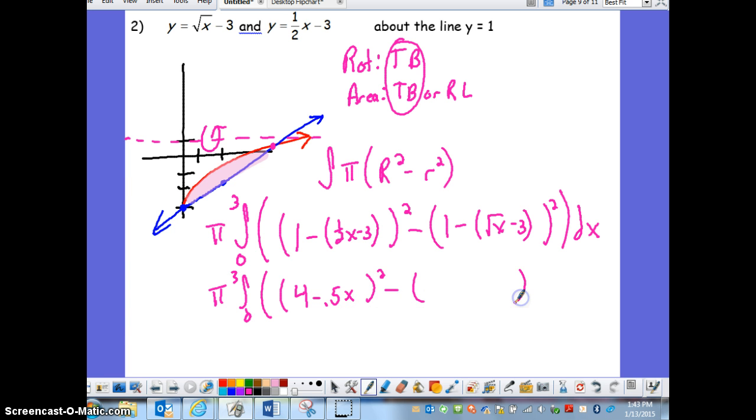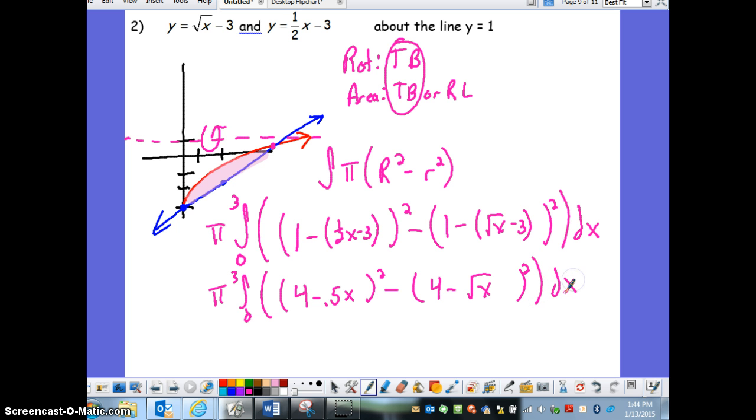Minus, now my second set of parentheses, again, 1 minus a negative 3 is going to give me a 1 plus 3, so that's going to be a 4 again. And this is going to be minus the square root of x. And that is all squared, dx. Again, I would use the Math 9 function on the calculator. Type it in, and you get 25.133. That's units cubed again.